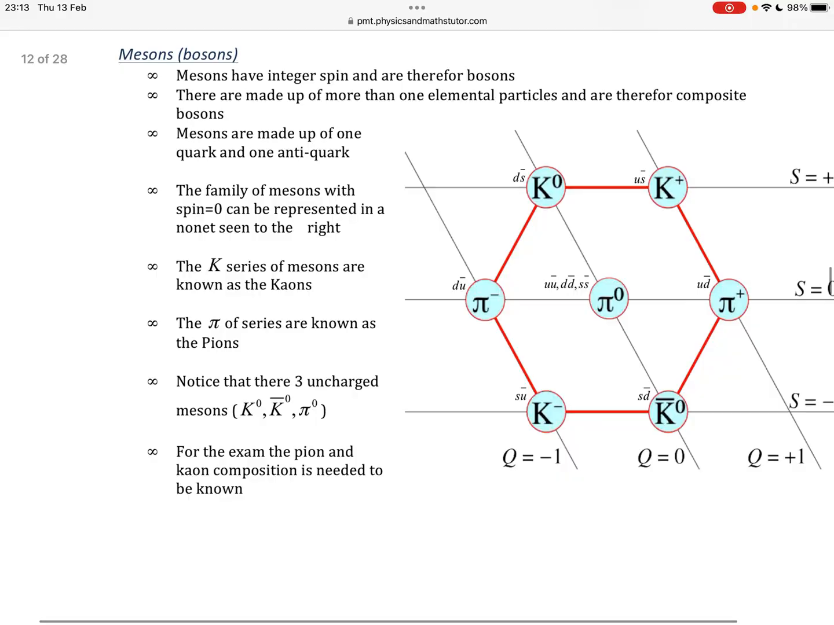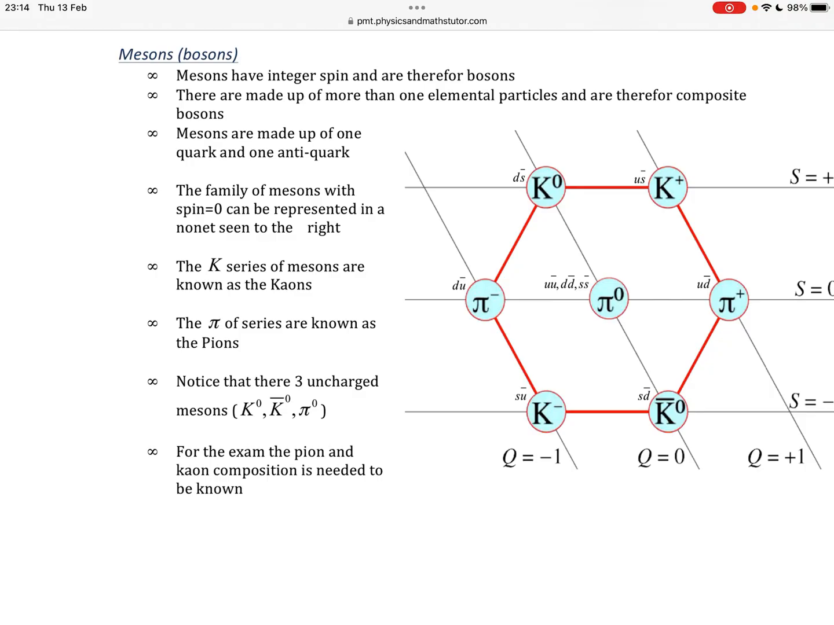Okay, what about the mesons, which are also the bosons? Mesons have integer spin and are therefore bosons. They are made up of more than one elemental particle and are therefore composite bosons. Mesons are made up of one quark and one antiquark.